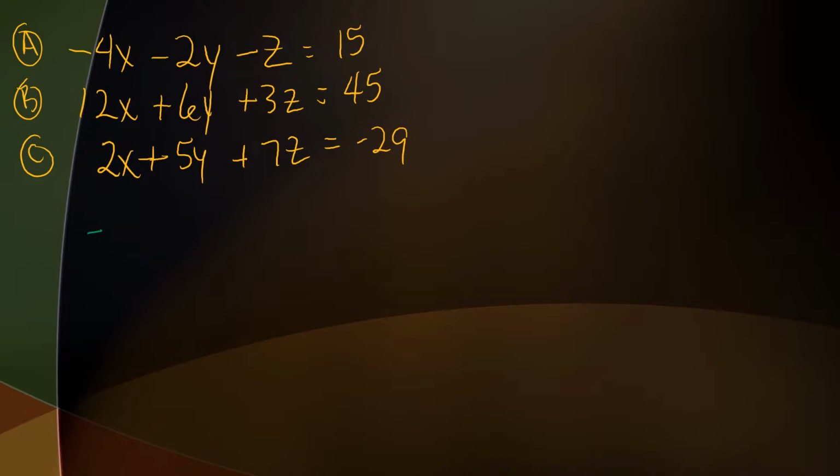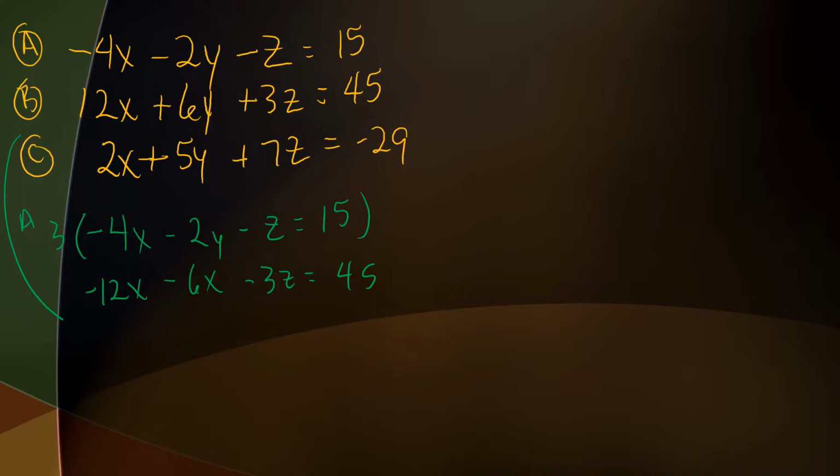So I've got negative 4x minus 2y minus z equals 15, and I'm going to multiply this whole thing by 3, and when I do, I've got negative 12x minus 6y minus 3z equals 45. Now I'm going to bring down my B equation. Remember, I'm doing AB. That's 12x plus 6y plus 3z equals 45.